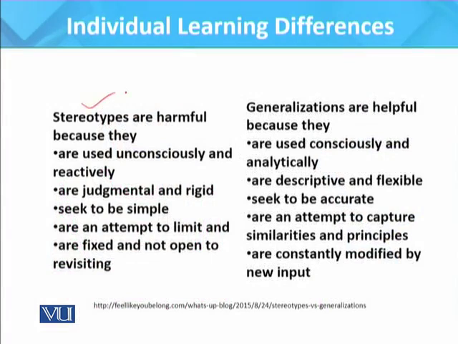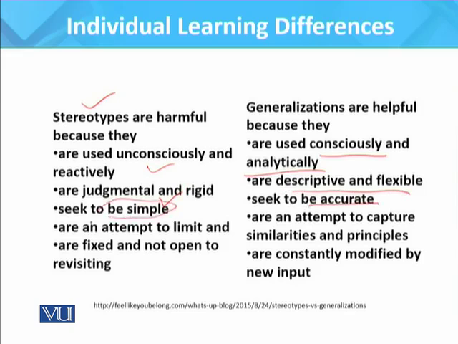So you see that stereotypes are harmful because they are used unconsciously and reactively. It's a reaction to certain characteristics. Generalizations are helpful because they are used consciously and through lots of deliberation and analysis. Stereotypes are judgmental. You form an opinion and then you stick to it and you do not change, whereas generalization is more descriptive and flexible and it is accurate.